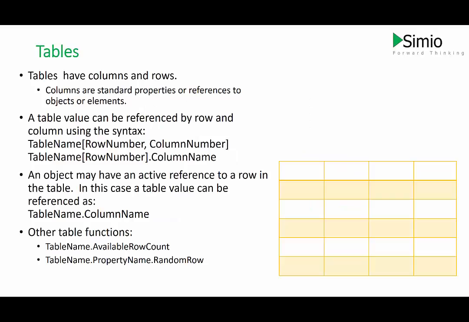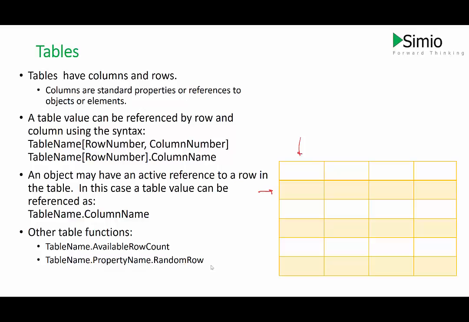Simio tables use a standard column and row structure that we see in spreadsheets and in relational databases. And so you can see that a table is made up of a set of columns and a set of rows, where each column is a standard property or reference to an object. Columns in Simio tables are strongly typed, defined by the property, and a row represents one piece of data or one element of data that includes each column.